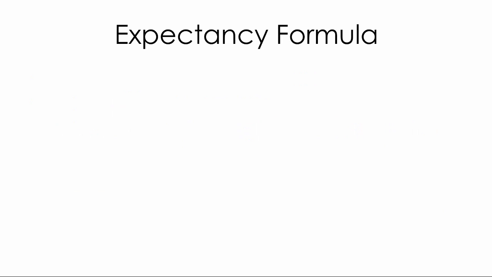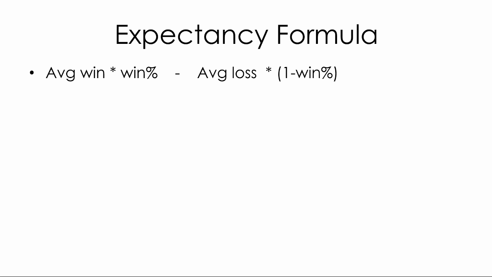Here's the formula. You're going to take your average win and multiply that by the win percentage. That gives you your win expectancy. You're going to subtract from that the average loss times 1 minus the win percentage, which is your loss percentage, right? So that's going to give you your loss expectancy. So let's look at an example, guys. This is just an example.